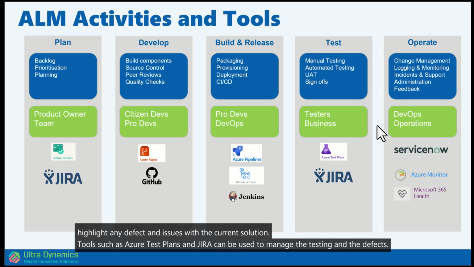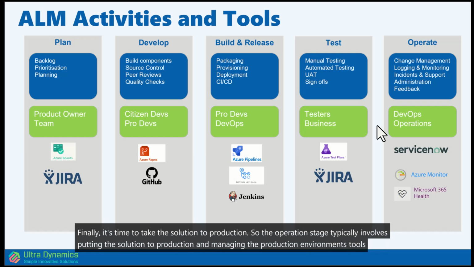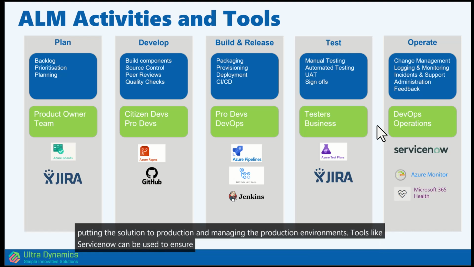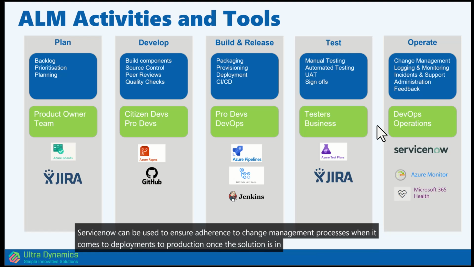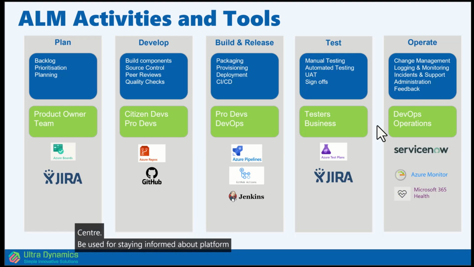Finally, it's time to take the solution to production. So the operations stage typically involves putting the solution to production and managing the production environments. Tools like ServiceNow can be used to ensure adherence to change management processes when it comes to deployments to production. Once the solution is in production, tools like Azure Monitor can be used to ensure things are running as expected, and Microsoft 365 Health Center can also be used for staying informed about platform updates and incidents.